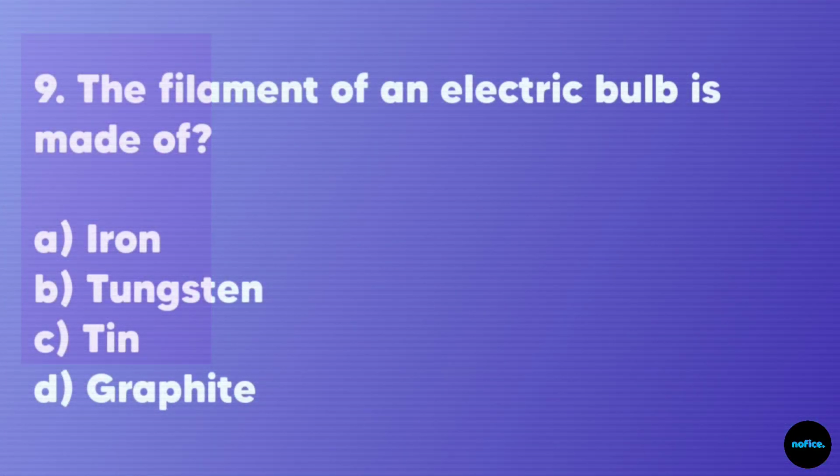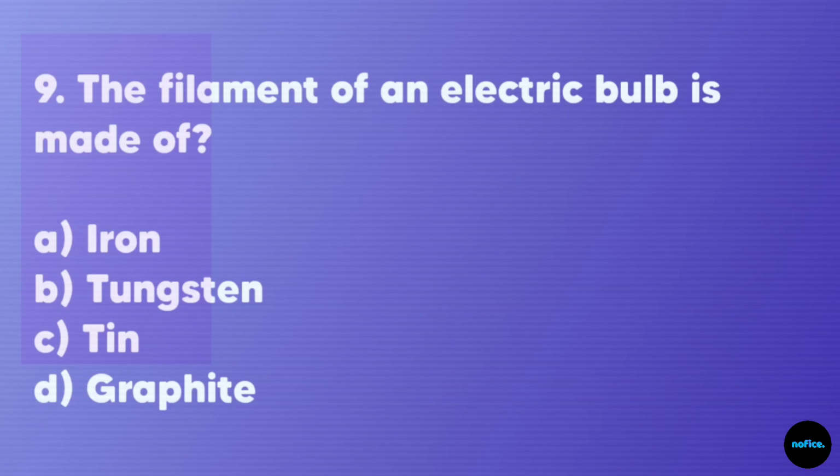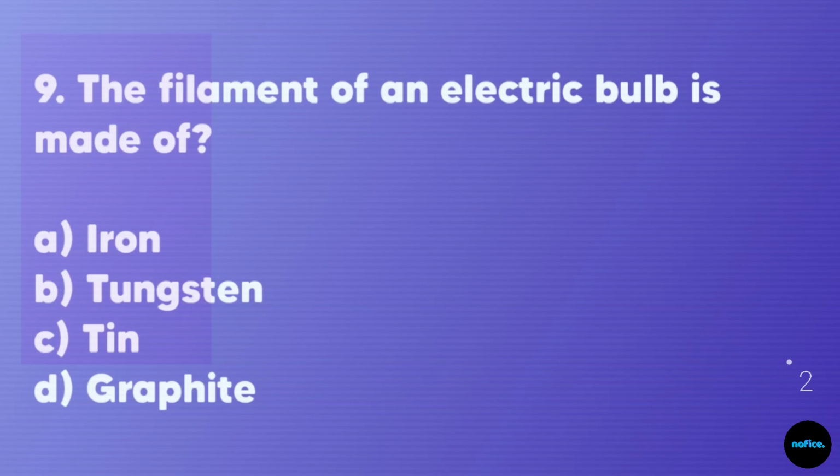Number 9. The filament of an electric bulb is made of. The answer is B. Tungsten.